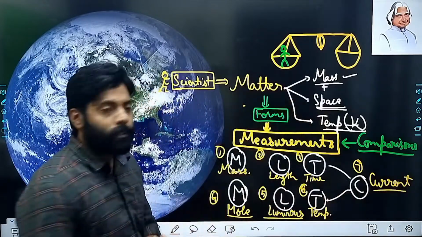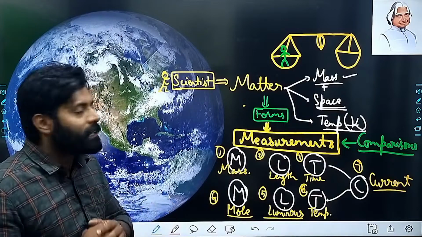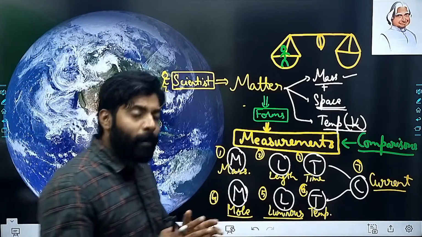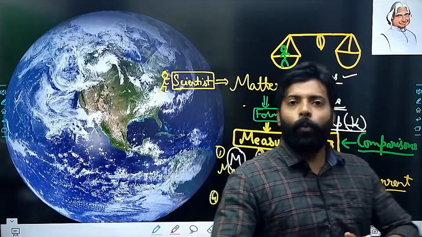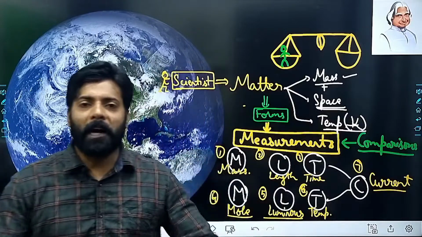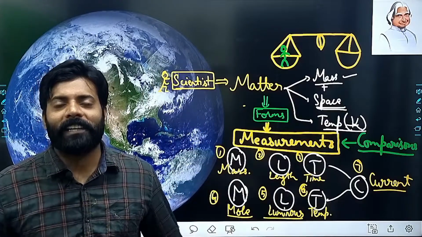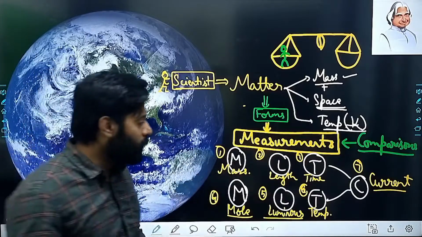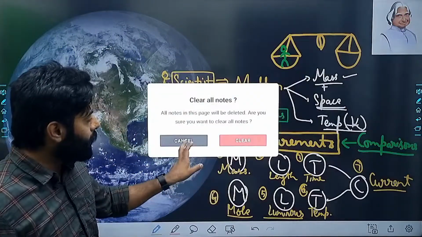The 7th is current. These are the fundamental quantities which we will be dealing with. Through these 7 fundamental quantities, we will be deriving all other quantities, whatever may come in our way. Are you all ready? Shall we move? Yes, sir. We can move.